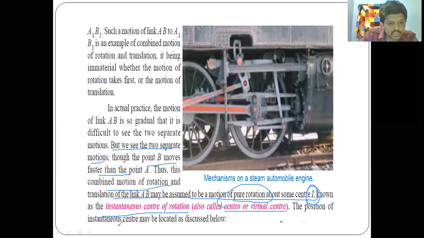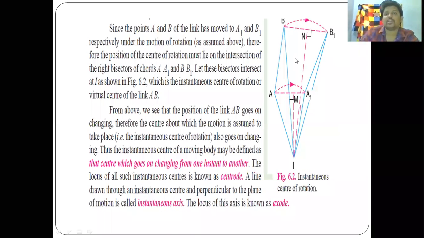The position of this instantaneous center may be discussed later, but I think you are understanding it, right? Because the link can have both translational and rotational motion, but you can't see two different motions simultaneously. But you can find the difference of a particular point or a joint in a link while it is moving. So we are defining that point or some center to define the complete motion, which is known as instantaneous center of rotation. And we are considering the whole process in the form of a pure rotation. So this is how we are considering it as only pure rotational.